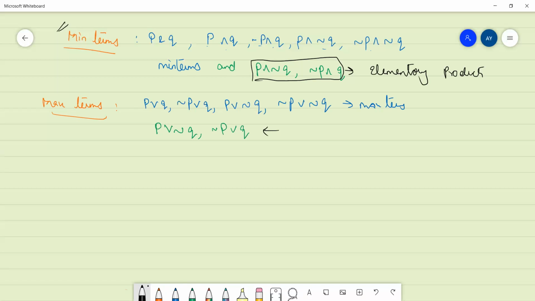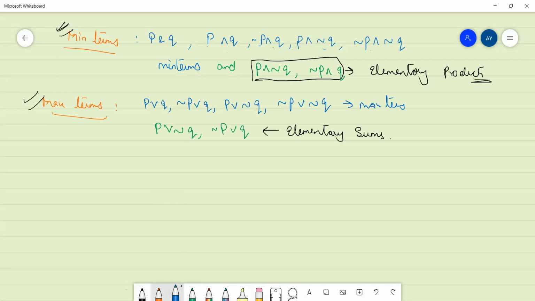Elementary sums. These are elementary products. These are elementary sums. Okay. Now we have spoken about min terms. We have spoken about max terms. And now we will be speaking about the next topic.